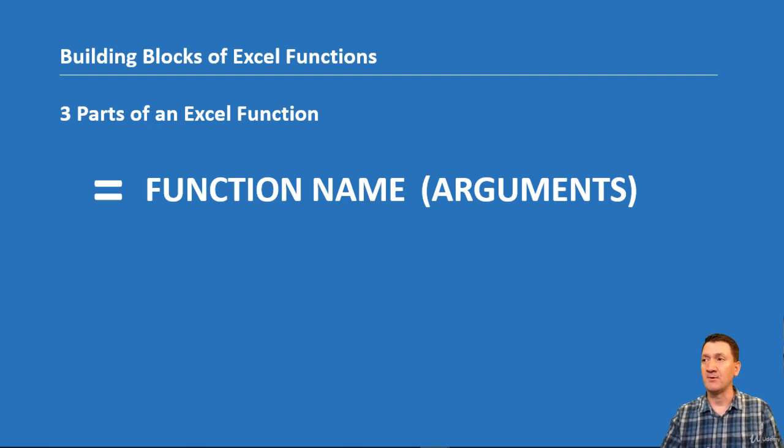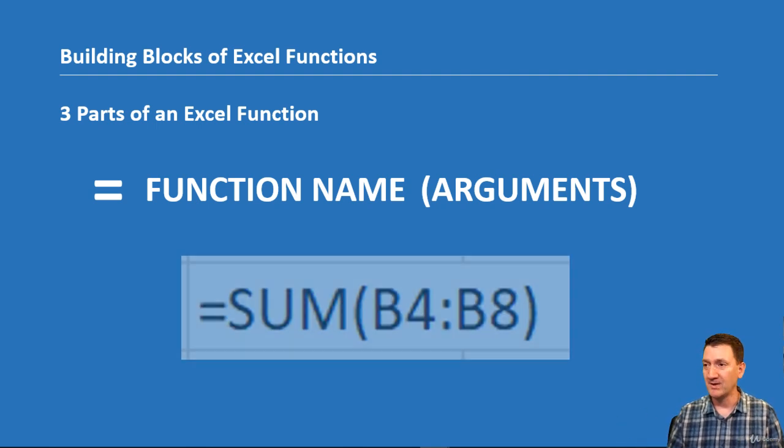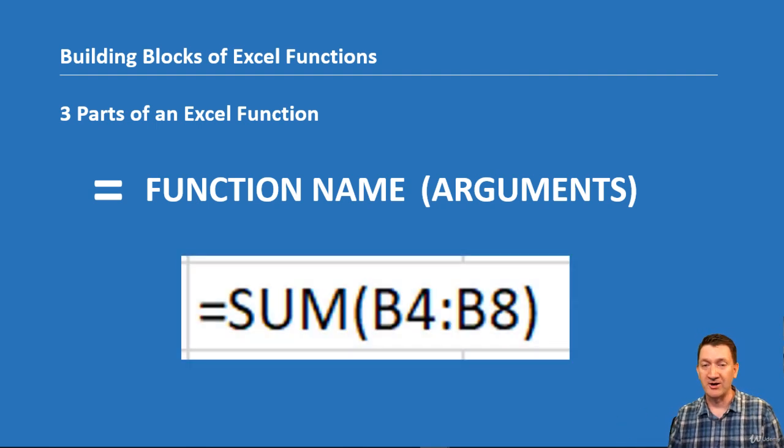Let me give you an example of a complete function. This is what we were looking at earlier, and it has all three pieces. It's got the equal sign, which is a given, since you always do that with any type of calculation. Then you have the function name, which in this case is sum.